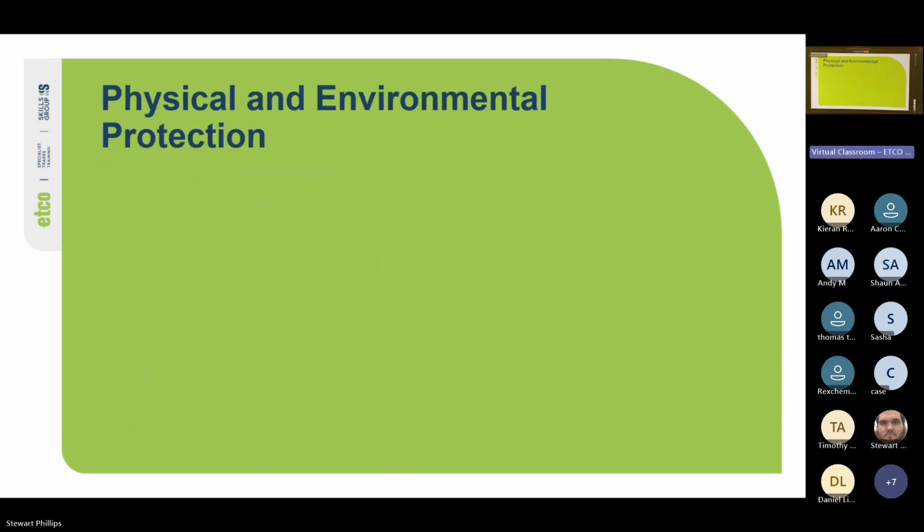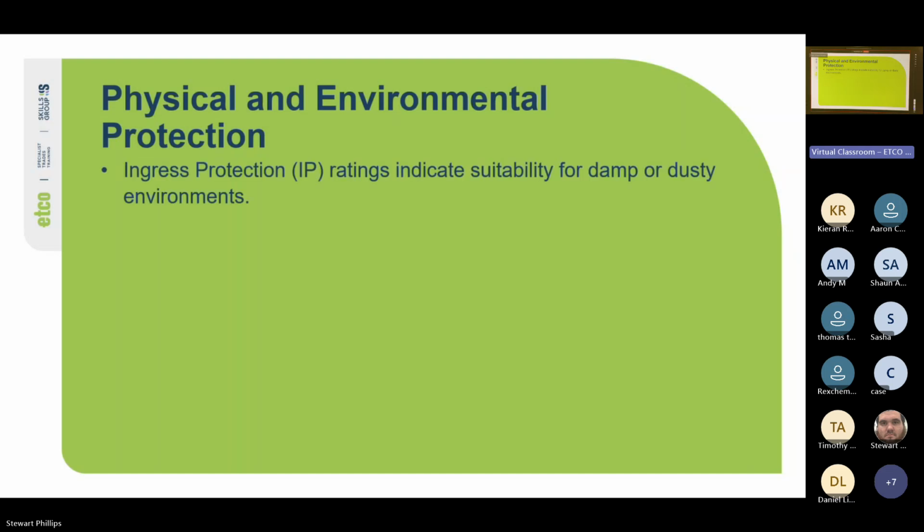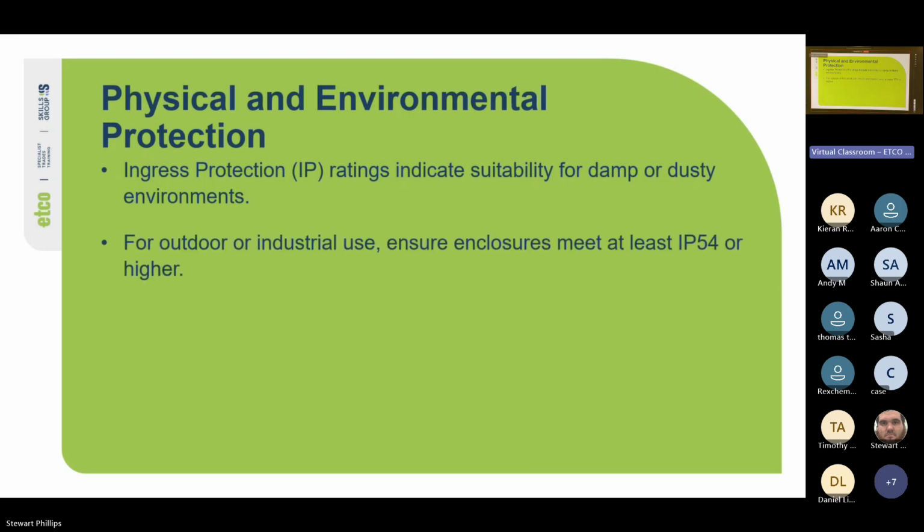Cool. Physical and environmental protection. Ingress protection, or IP ratings, is a big thing. It indicates the suitability for damp or dusty environments. Obviously not all transformers are allowed to be anywhere near water. If it's an open type, we need to keep it away from the water because we don't want water getting into the actual wiring itself. But if it's a sealed unit, that's another story.